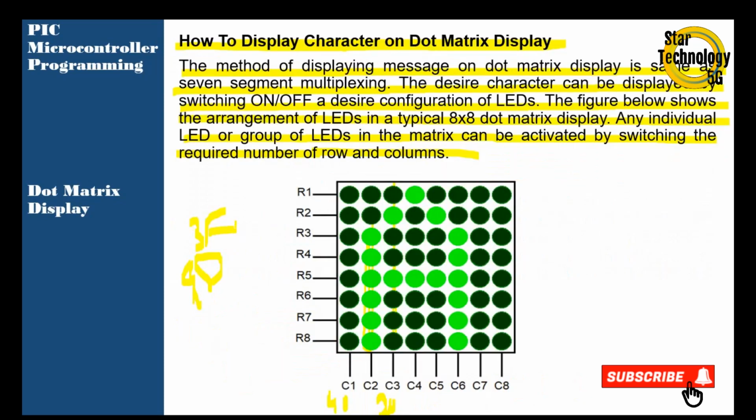We will send one data on row side and other data on column side, and it will display a complete character on dot matrix display. The method of displaying character on dot matrix display is same just like we did in multiplexing in 7-segment display.